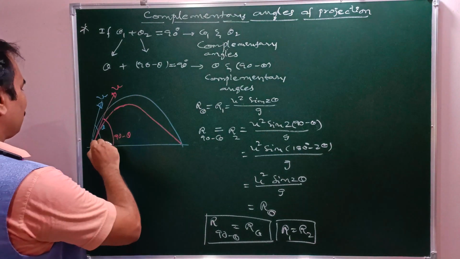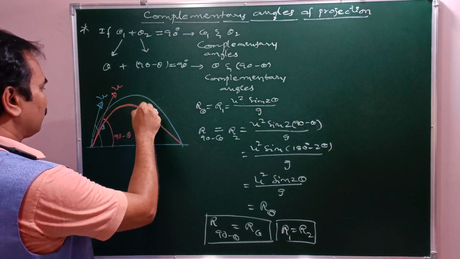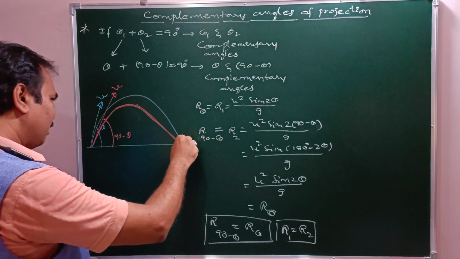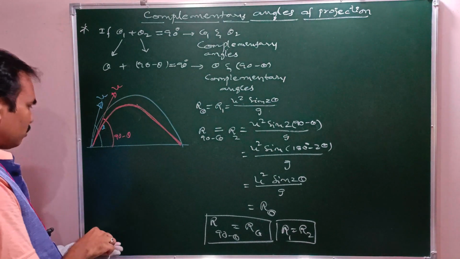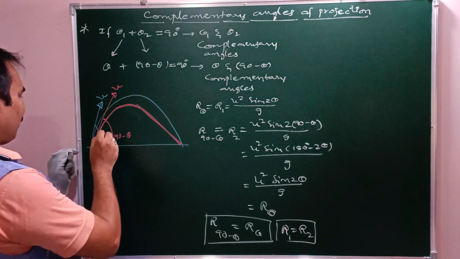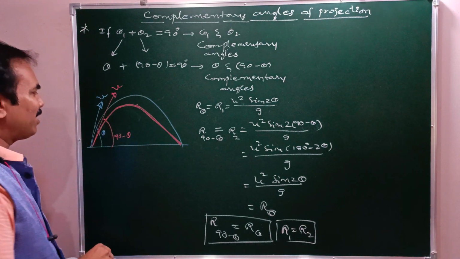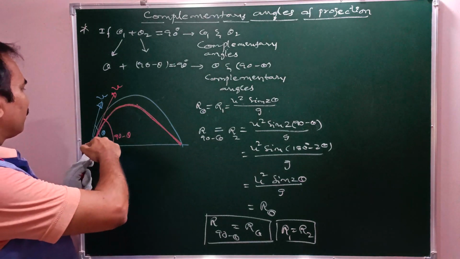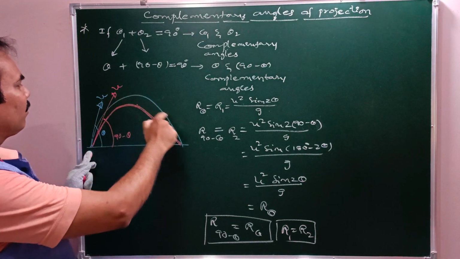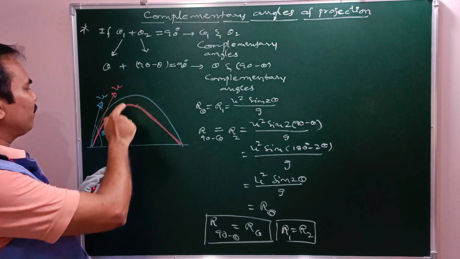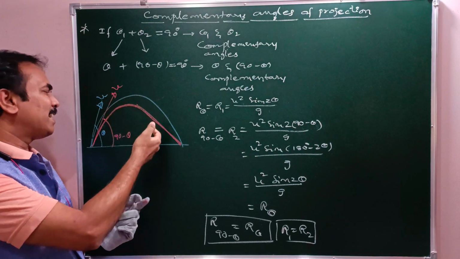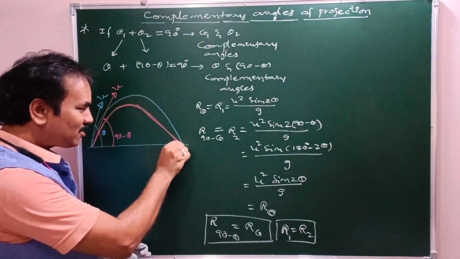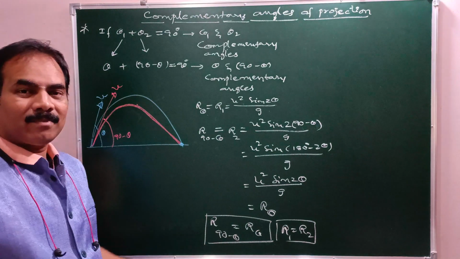Right? So this is the path for the same body the next time. Here it is theta, here it is theta, and this is 90 minus theta. This is the parabolic path for the first time, and this is the parabolic path for the second time. See, in both situations the body lands at the same place, such that we have the same range.